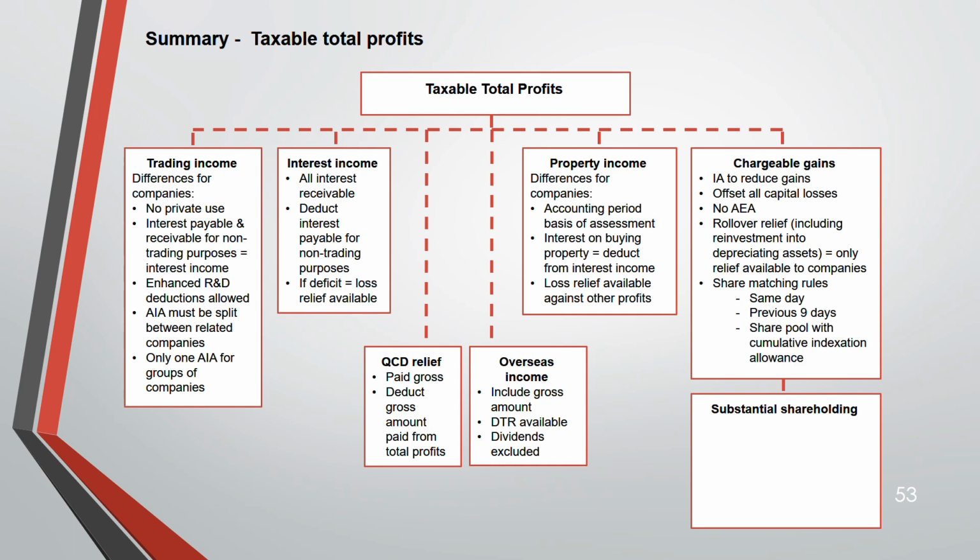Then, substantial shareholding, the new topic in ATX. Disposal out of greater than or equal to 10% holding, gain is exempt. And you have to own for 12 months out of the previous 6 years. It has to be a trading company. Gain is exempt, loss is not allowable.